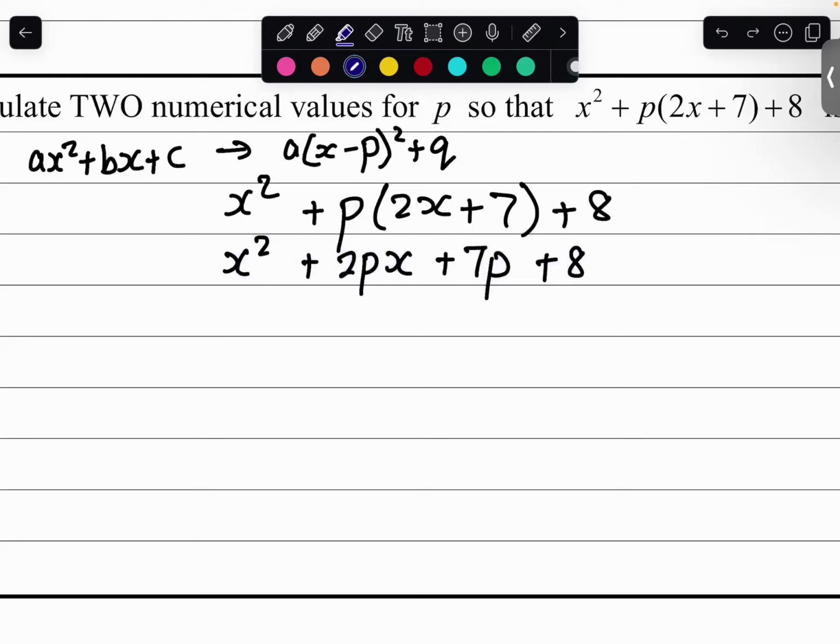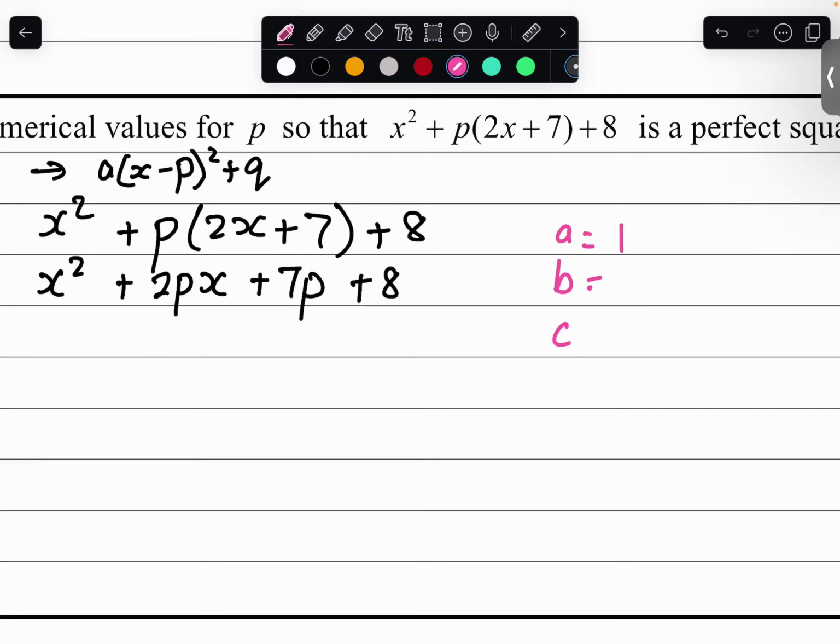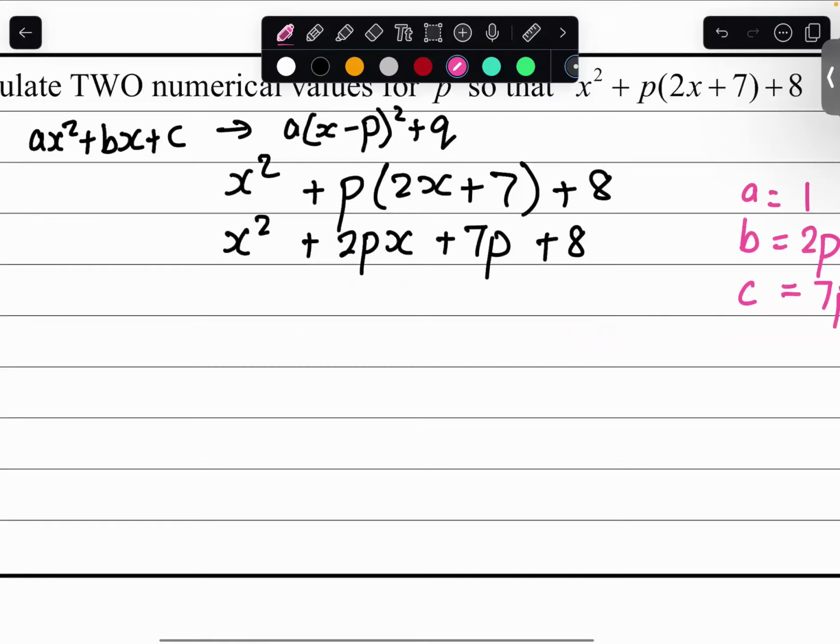So once we have that, I'm going to pull my a, b, and c values. The a value is 1, the b value is 2p. Remember, the b value is everything standing next to x, and the c value is everything that doesn't contain an x, which is that whole thing, 7p plus 8. To complete the square, we go x² + 2px plus something minus something, and then bring down our c value.